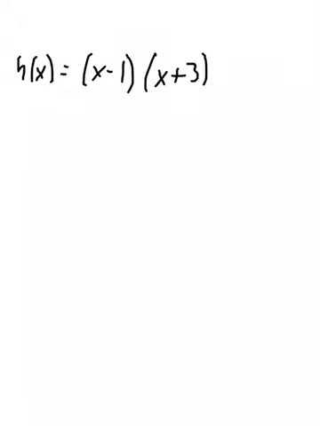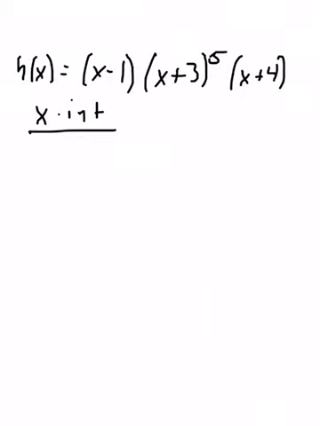Let's do one more. Let's take h of x to be the polynomial x minus 1 times x plus 3 to the 5th, and we'll do x plus 4. So if we set up our x-intercept table again, we're going to have x-intercepts of 1, -3, -4.